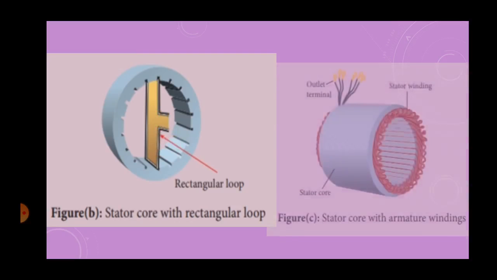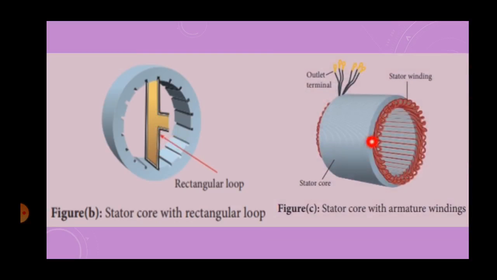Okay. Now the stator core with a rectangular loop, that means the armature coil, and the stator core with armature winding. Now see, this is the winding of the coil. This is the stator core winding of the coil. This is the outlet terminal.